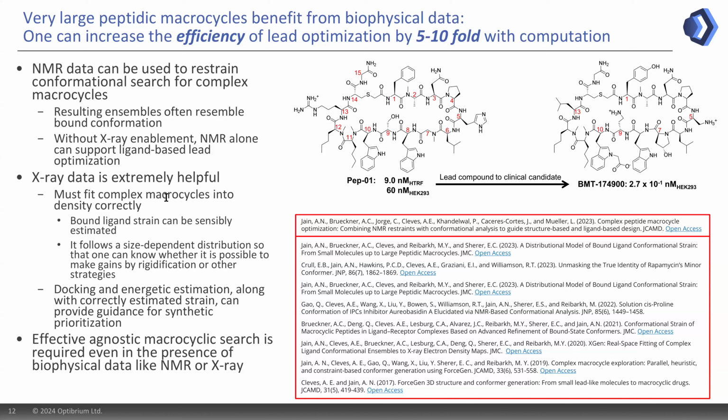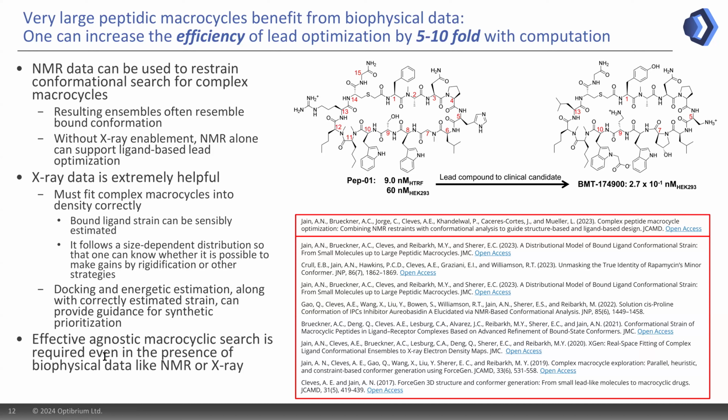But if you fit these macrocycles into density correctly, you can actually derive good estimates for bound ligand conformational energies. And then also, if you can estimate the global minimum, you can get decent values for strain. Very weirdly, this really surprised us. The strain for small, medium, large, very large molecules follows a size-dependent distribution. This is a really important paper you should all look at that we published with our colleagues at Merck in 2023. By this time, I think Alex had moved on to Bristol Myers Squibb. All these are open access. But docking and energetic estimation, as long as you have a good estimate for strain, can really help you, even with macrocycles of this size.